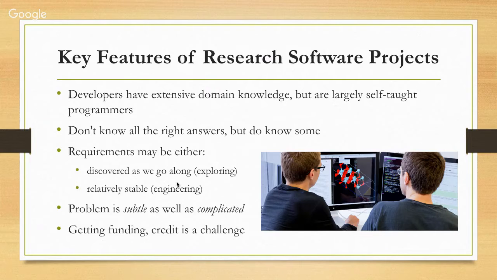Scientific problems that we use the research software to bear are often subtle as well as complex. And getting funding for research software can be a challenge. I guess the economy of academics is publishable papers, and so you can write up a paper about a piece of software, but software itself is something that is still not valued as much as a primary research output. And then, of course, getting credit for the software can be challenging as well. So these are some of the key features of the types of projects that we work on.